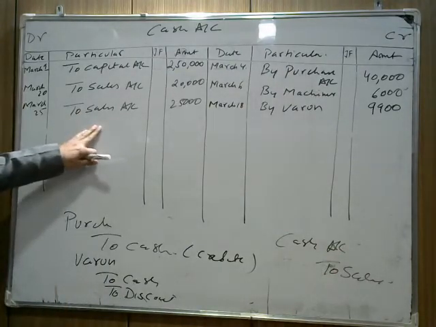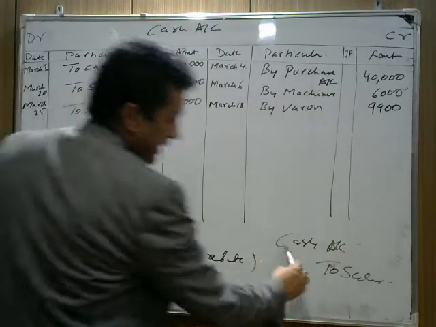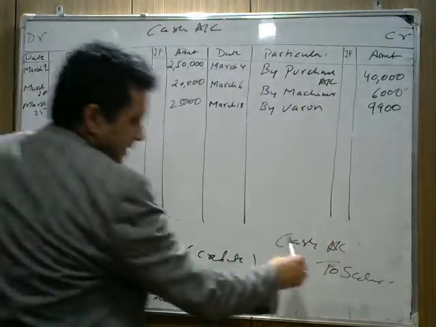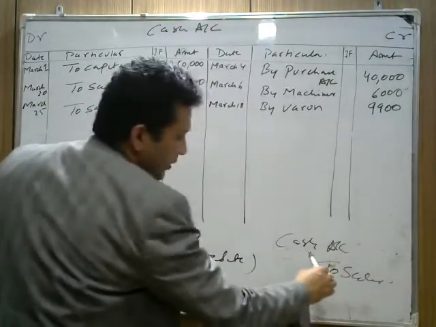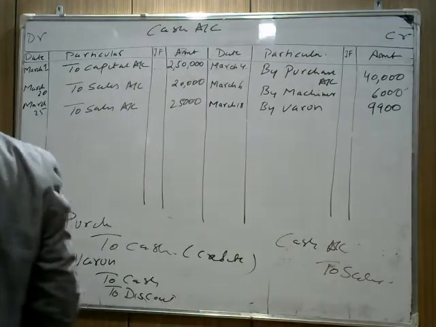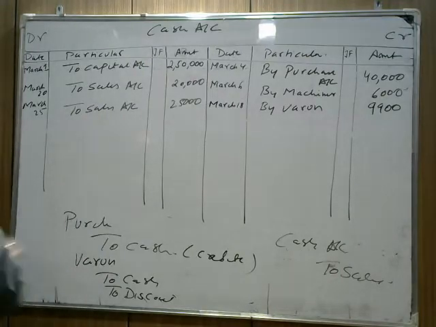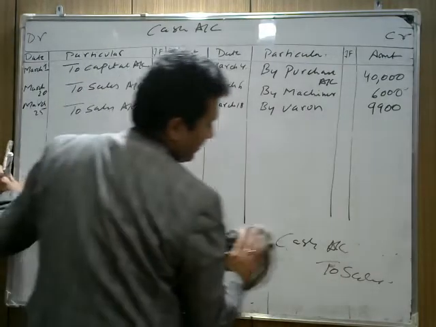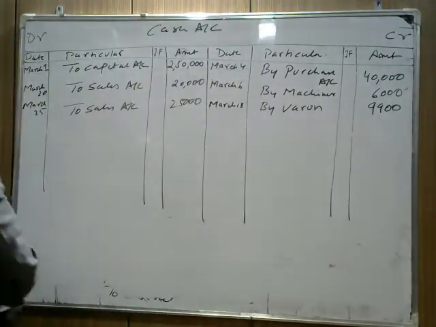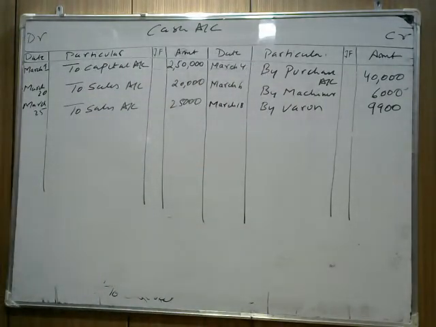Whenever cash is increasing it will be debited, or simply your cash will be debited. Here the simple thing: the cash will be debited. So why will the cash be debited? Because of sales. So we write cash on the debit side, but the entry takes place to sales account because your cash is increasing because of sale.